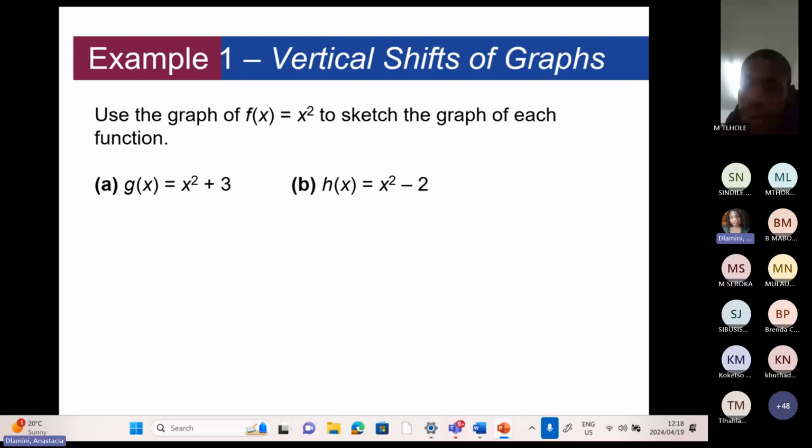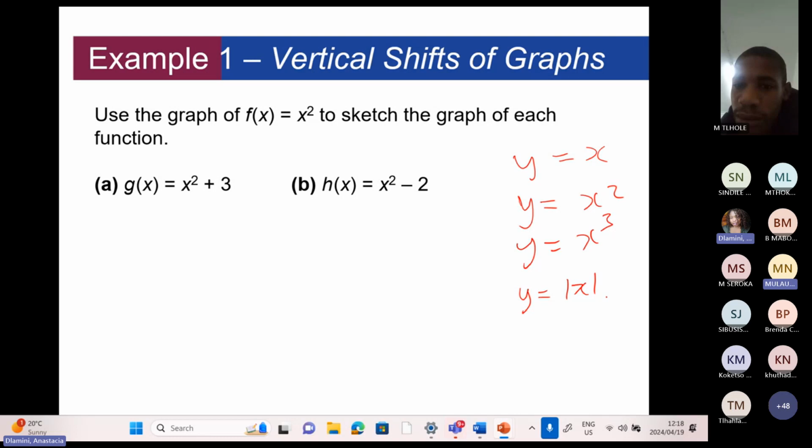Now, when it comes to shifting graphs, you need to know what we call mother functions. Okay, I call them mother functions. I think they call them parent functions, right? What is the parent function of a straight line? It's y equals x, right? Parent function of a parabola, it's x squared. Parent function of a cubic, it's x to the power of 3. Parent function of, okay, what else do you need? Parent function of an absolute value function. Aren't we covering the absolute value function? It's just this. And hyperbola?